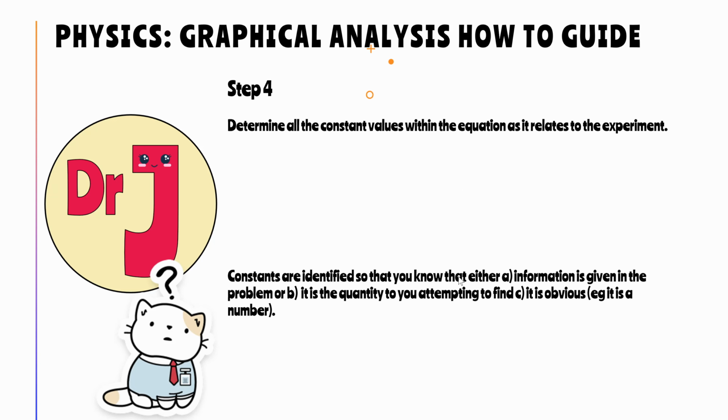Okay, next we determine all the constant values within the equation as it relates to the experiment. So if we've got EK equals a half mv squared, EK is varying, we know that. We saw that in the data. A half is obviously constant. M, the mass, is a constant, and that's what we're trying to determine, and V is varying. Okay, so we've just got those two constants there.